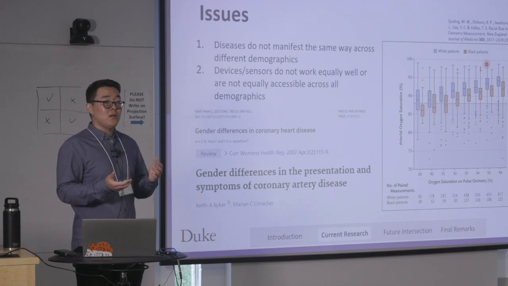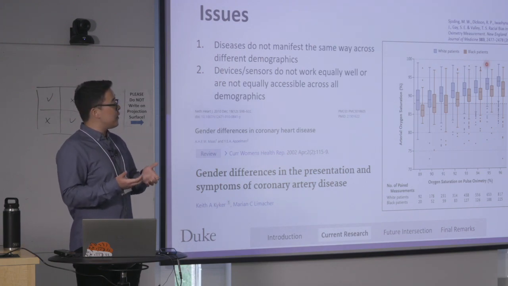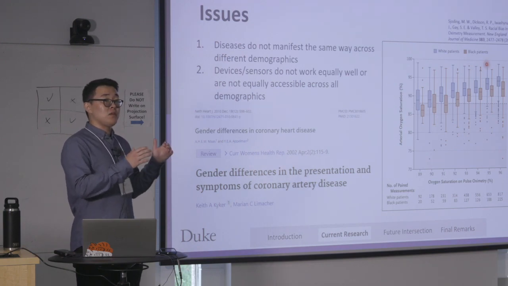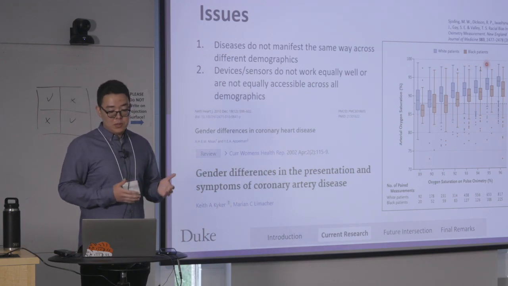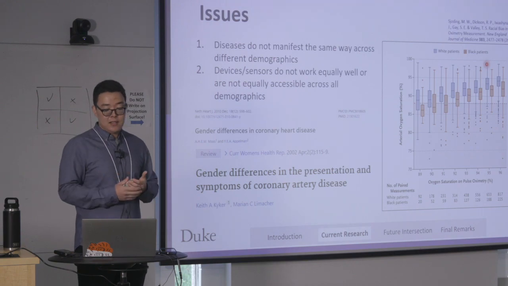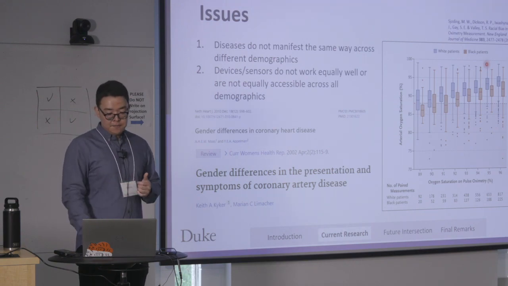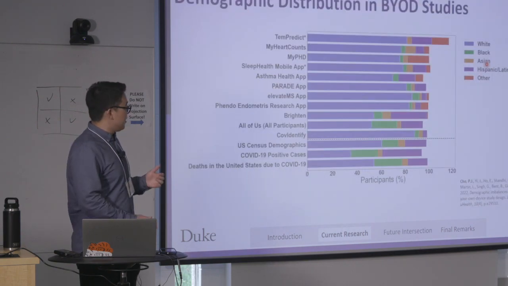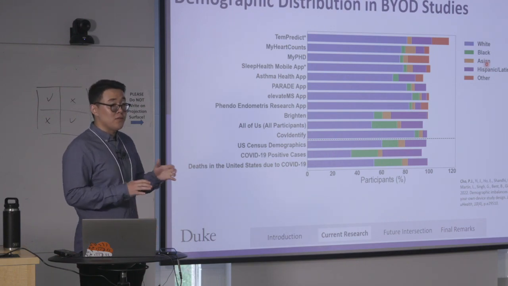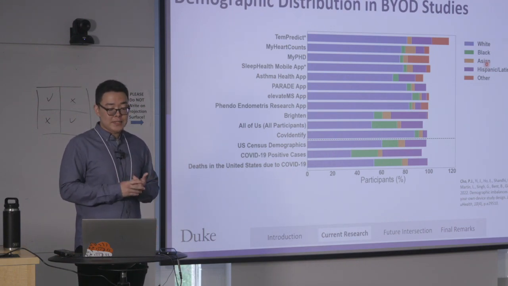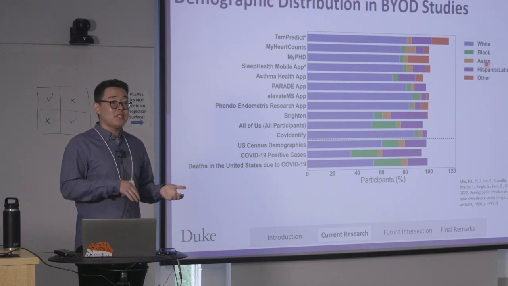We do want to make sure that our sensors are working accurately, but if we know that it doesn't work reliably for a specific group of individuals, then we should be readjusting how we're collecting data and how we're going to do our analysis. And so we actually published a sort of opinion piece on how these different BYOD studies are reporting their demographic distributions.